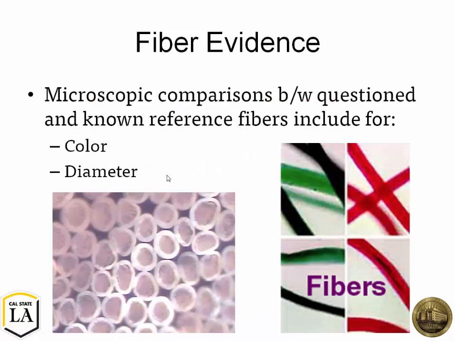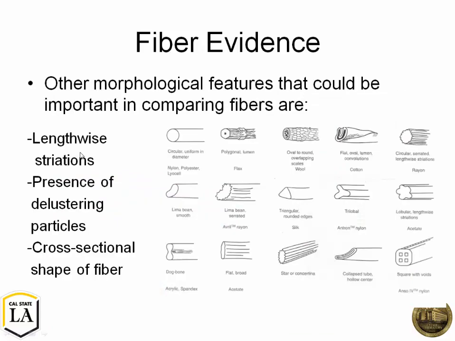Microscopic comparisons with questioned, known, and unknown fibers. There are reference libraries, but you can imagine this would be difficult to reference from a library. Other morphological features that could be important in comparing fibers are their length, presence of delustering particles, and cross-sectional comparisons. There can be a lot of diversity here, so that can actually end up helping you.